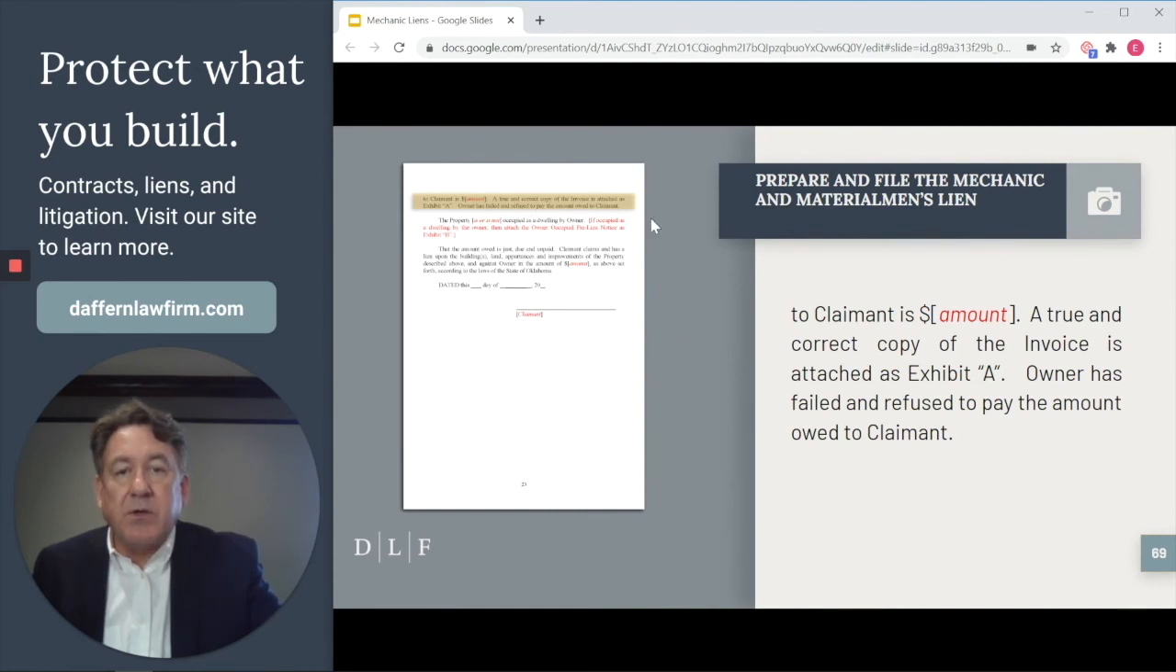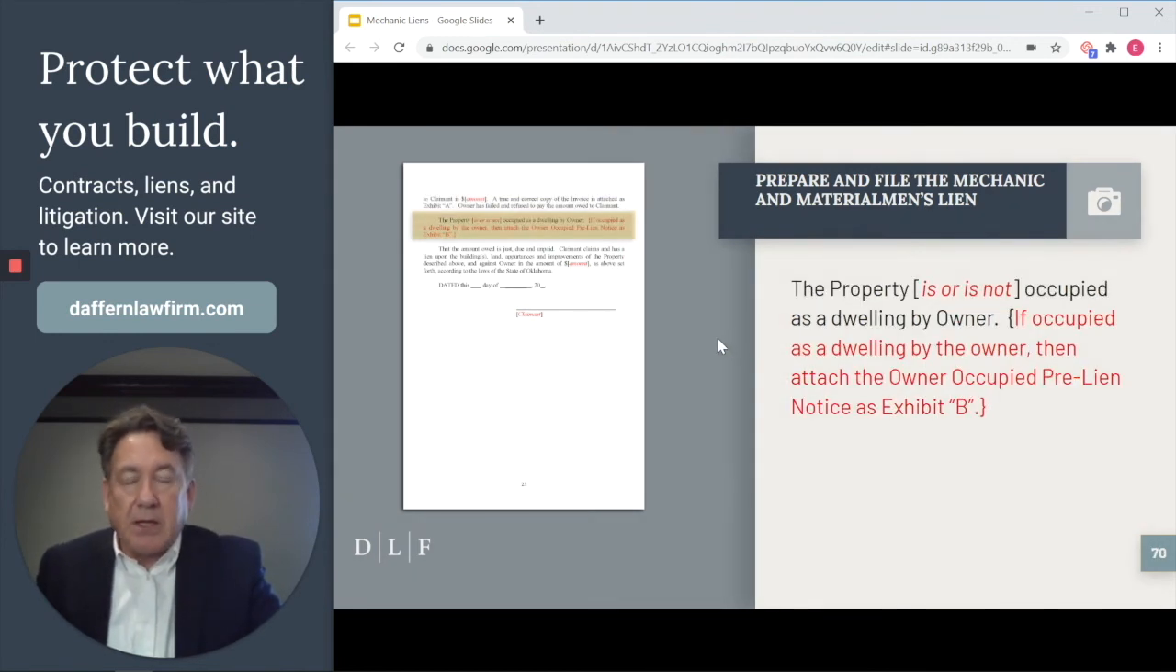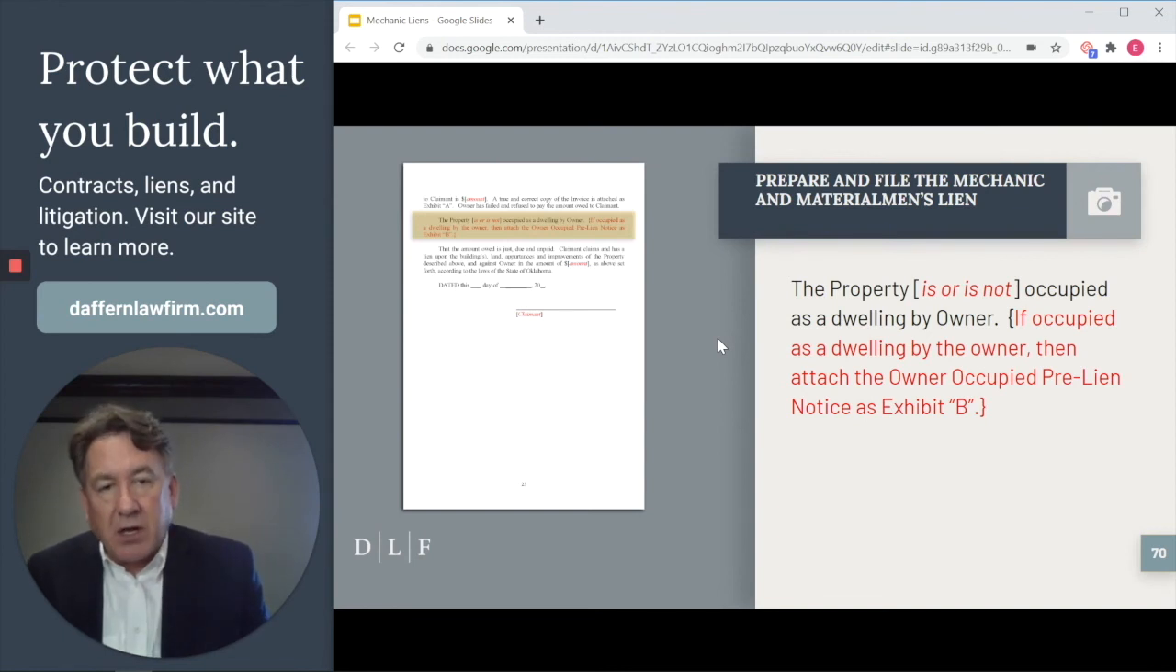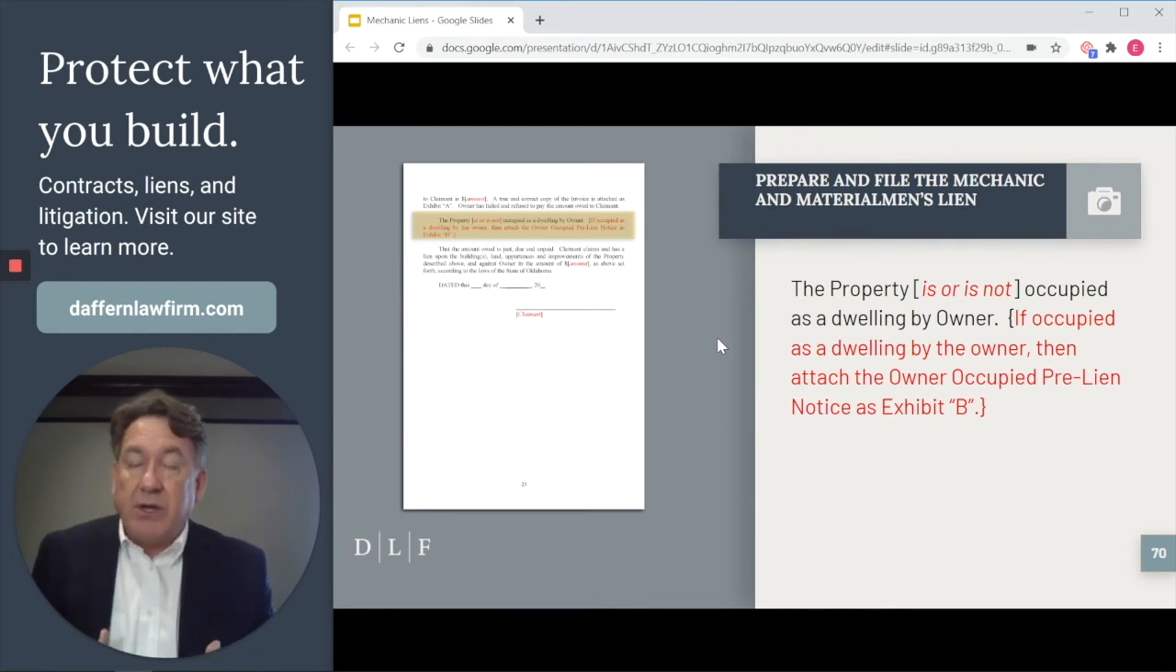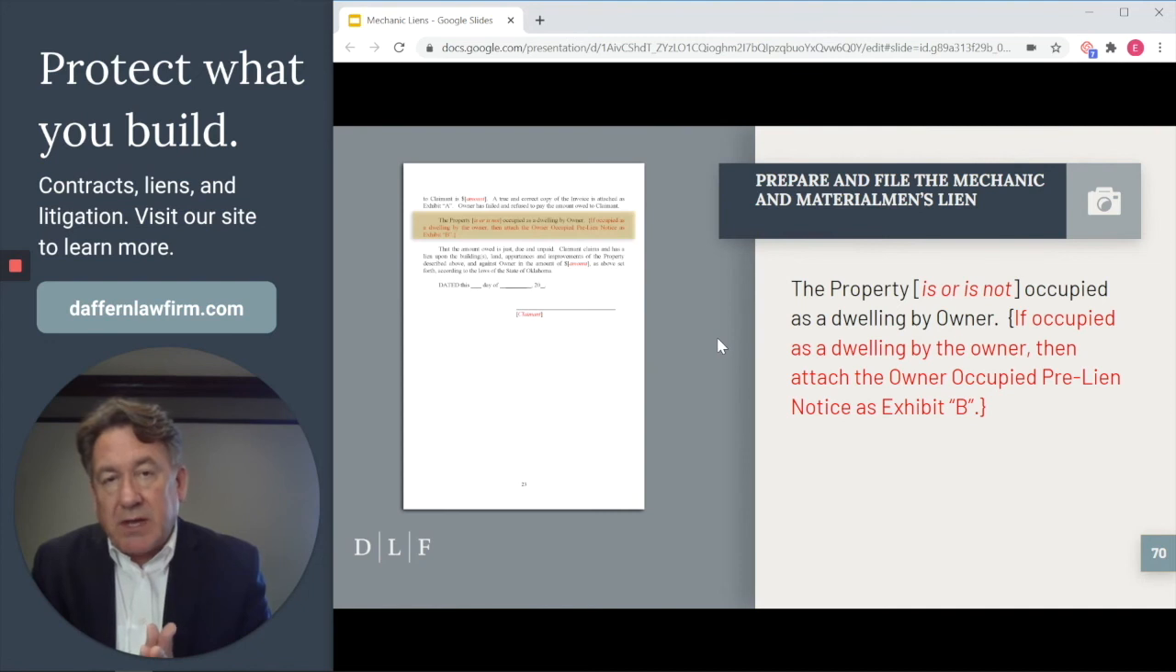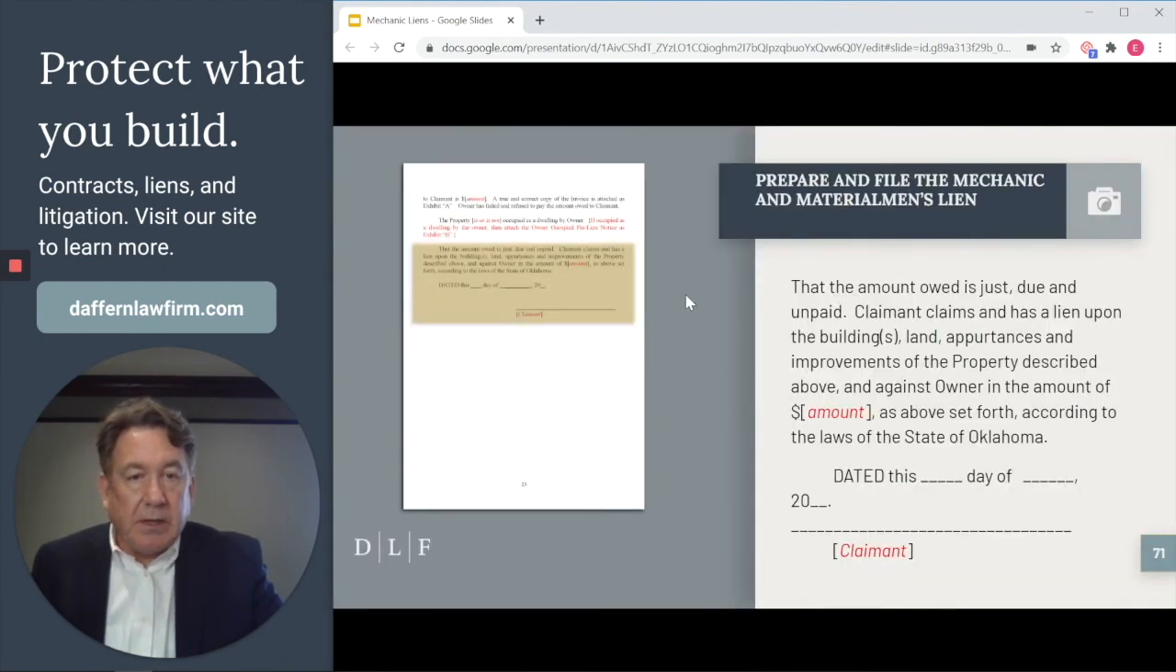Again, that's just a continuation of that paragraph of identifying the amount of money that's owed to us. Again, we make the statement whether the property is or is not occupied as a dwelling by owner. And if occupied as a dwelling by owner, then you attach the pre-lien notice that you mailed. Again, if you adopt the process of always sending it out, then attach that pre-lien notice that you sent out, with copies of the certified mail return receipt green cards, to the mechanic lien.